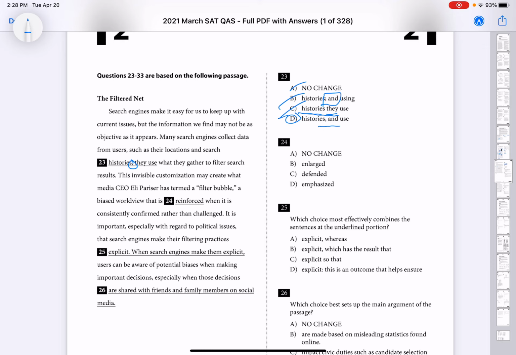Yeah, so this is a non-essential clause. This can be crossed out. So it says many search engines collect data from users and use what they gather to filter the search results. So the answer here should be D.